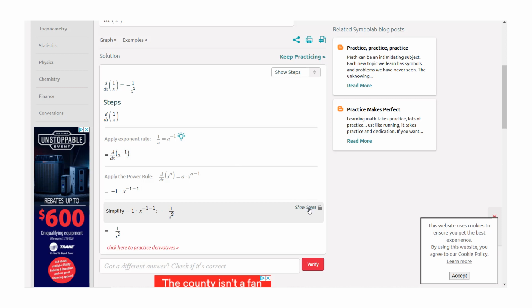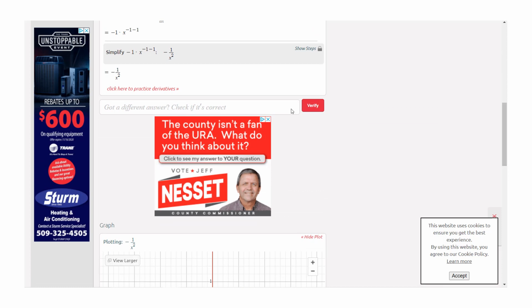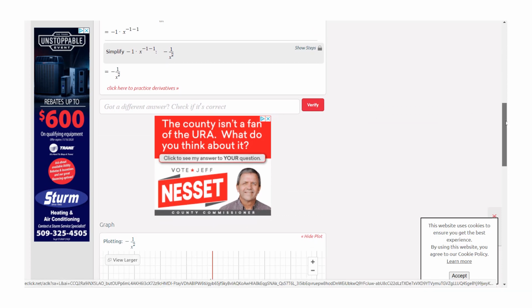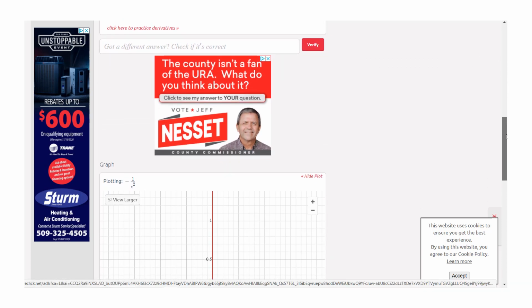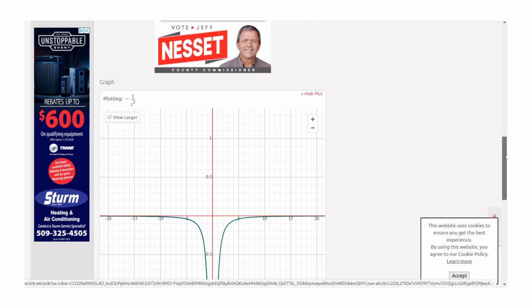The steps are locked with the free version, so they will get some of the steps, they will get the rules, but they will not get all the steps unless they have the paid option. Also, unfortunately, notice that there are quite a few ads with the free version, so you will want to caution your students to be careful where they click.